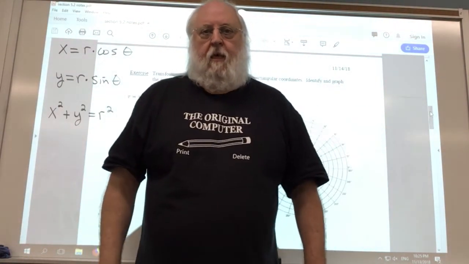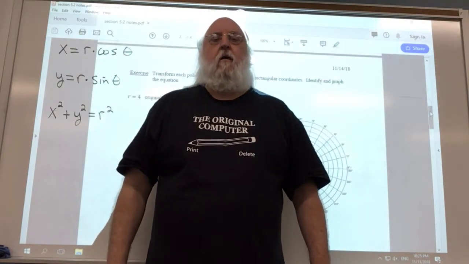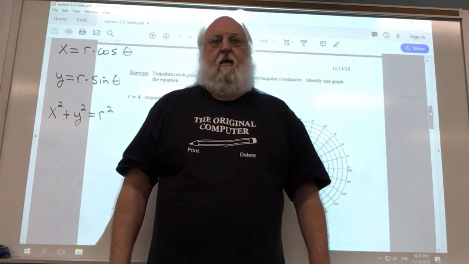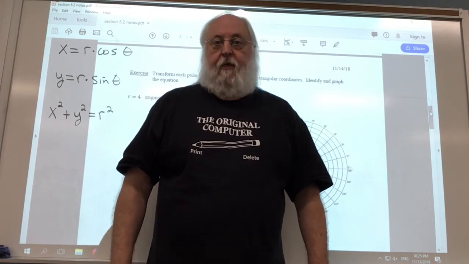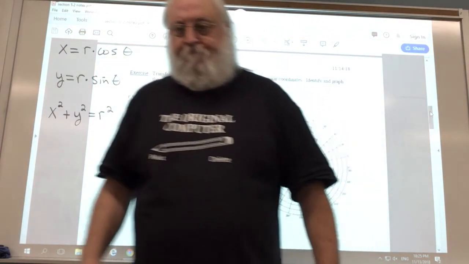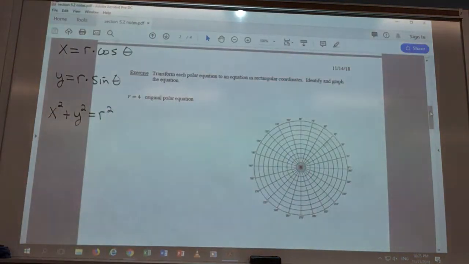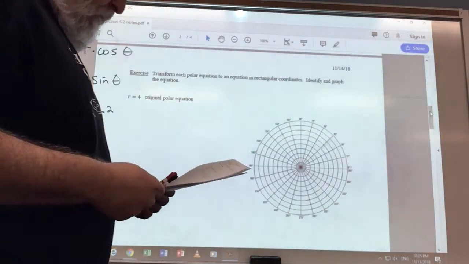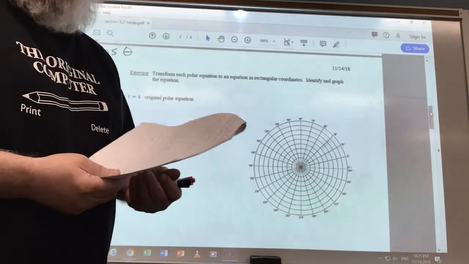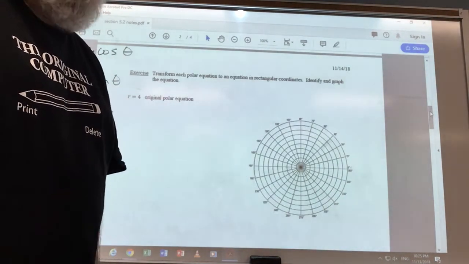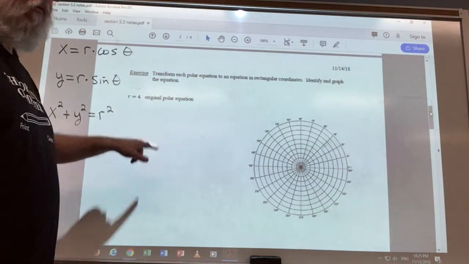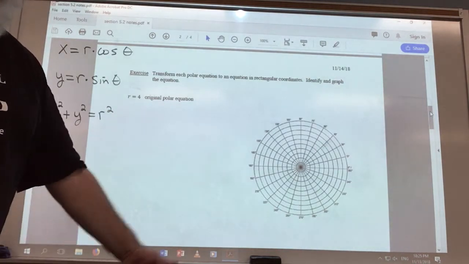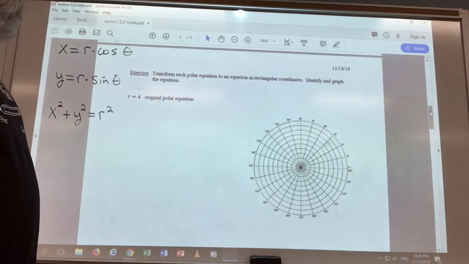Hello class. In this first video, I'm going to show you how to graph polar equations on a polar grid and how to identify the equations. So on the top of page 2 of your note handout for section 5.2, we're going to graph the polar equation r equals 4. What is that? What does it look like?